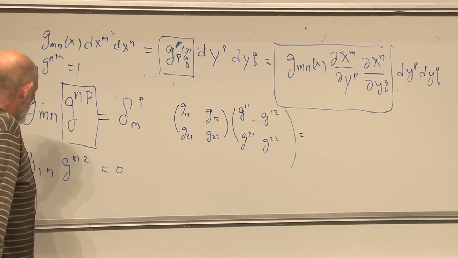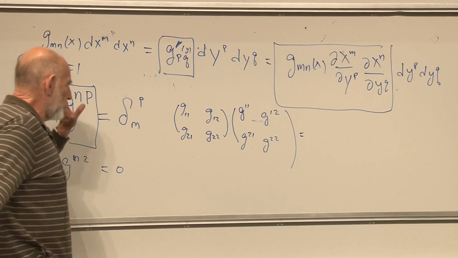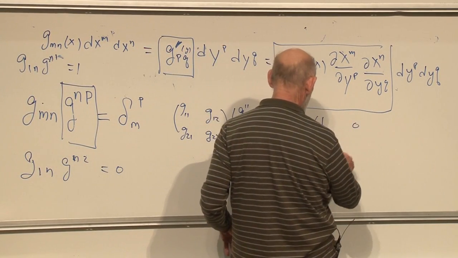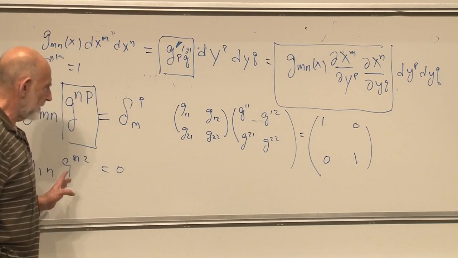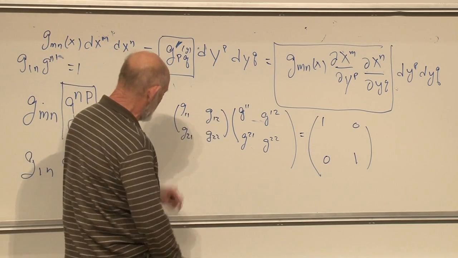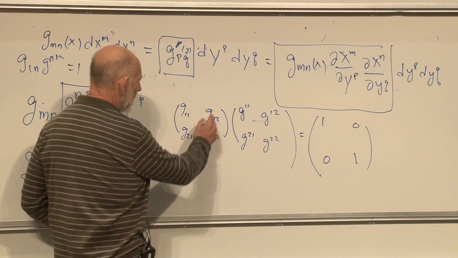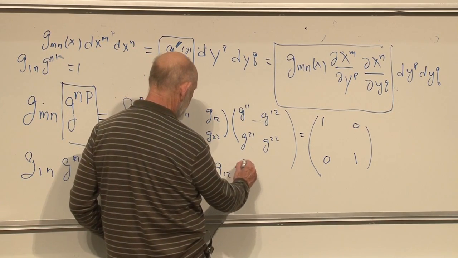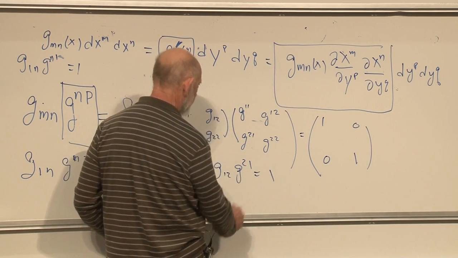I'm not sure what you're worried about. I'm going to now write this equation in its full-blown glory. 1, 0, 0, 1. Okay? Right. So what does it say? It says that G11 times G11 plus G12 times G21, this times this plus this times this, is equal to 1.